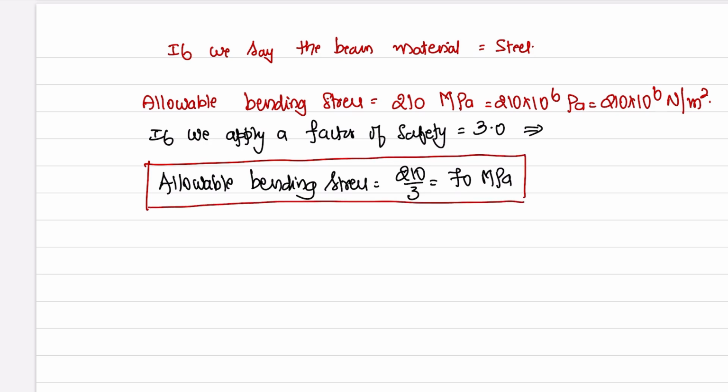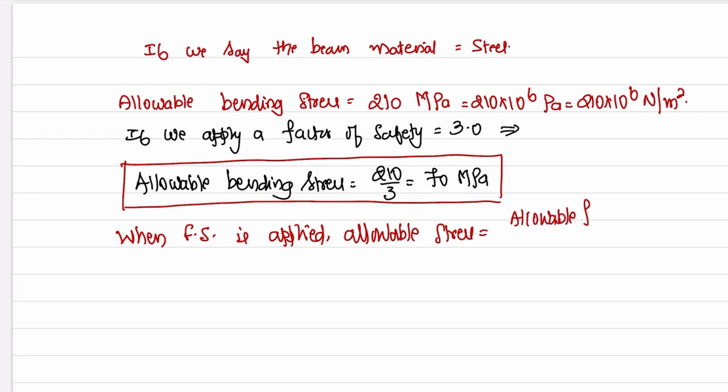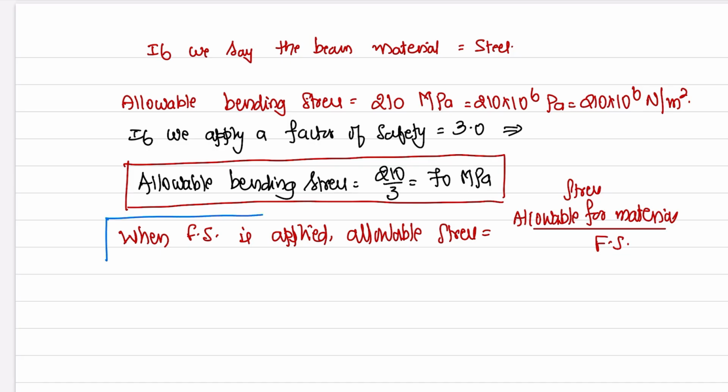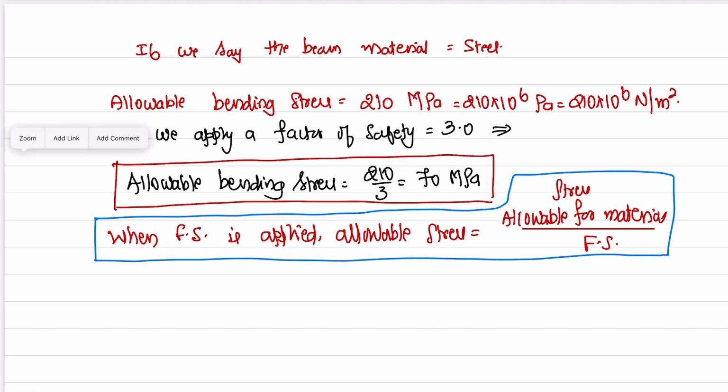Whenever you apply the factor of safety, allowable stress is equal to allowable stress for material divided by factor of safety. Please remember this, because I promised you I will discuss the factor of safety in this lecture. I am discussing now. Now you tell me, if allowable for steel is 210 MPa, if factor of safety 3 is applied, then what will be the allowed bending stress? That will be 70 MPa.